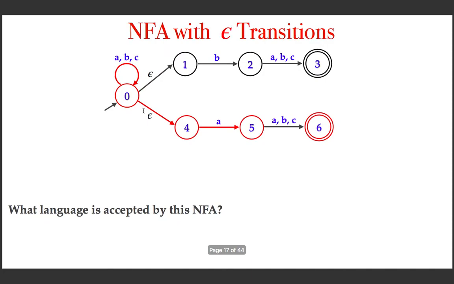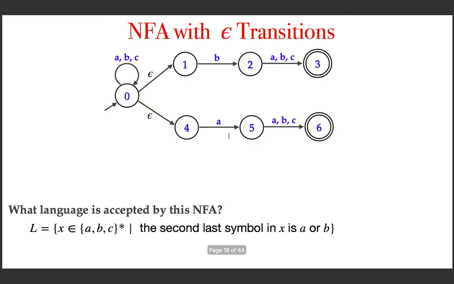Similarly, you can find that if you are taking this transition, then the second last symbol is an A. So the language is the set of all strings over the alphabet set {A, B, C} such that the second last symbol in X is either A or B.